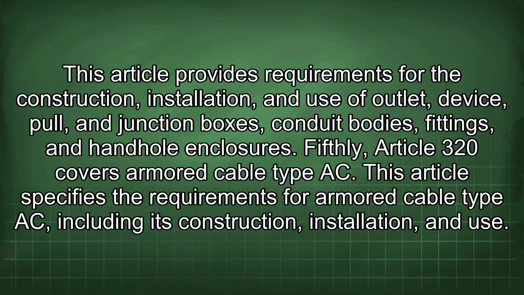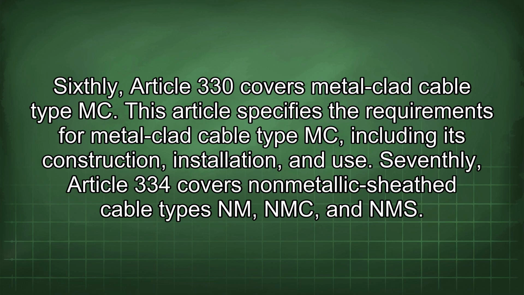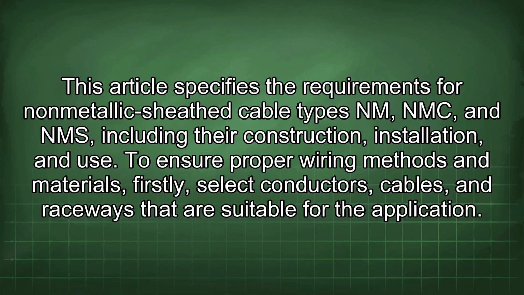Fifthly, Article 320 covers armored cable type AC. This article specifies the requirements for armored cable type AC, including its construction, installation, and use. Sixthly, Article 330 covers metal-clad cable type MC. This article specifies the requirements for metal-clad cable type MC, including its construction, installation, and use. Seventhly, Article 334 covers non-metallic sheathed cable types NM, NMC, and NMS. This article specifies the requirements for non-metallic sheathed cable types NM, NMC, and NMS, including their construction, installation, and use.